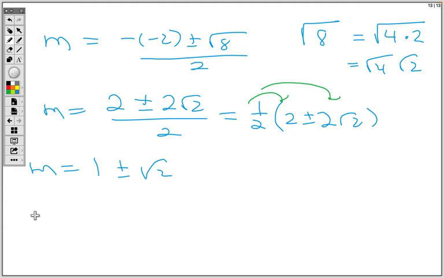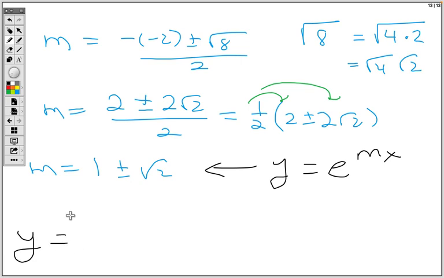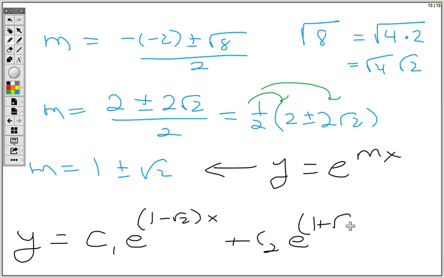solutions. That means that the corresponding exponential functions, remember we're looking at y equal e to the mx's here, they are linearly independent, and so I can confidently write my answer as c1 e to the 1 minus root 2 x plus c2 e to the 1 plus root 2 x. There it is.